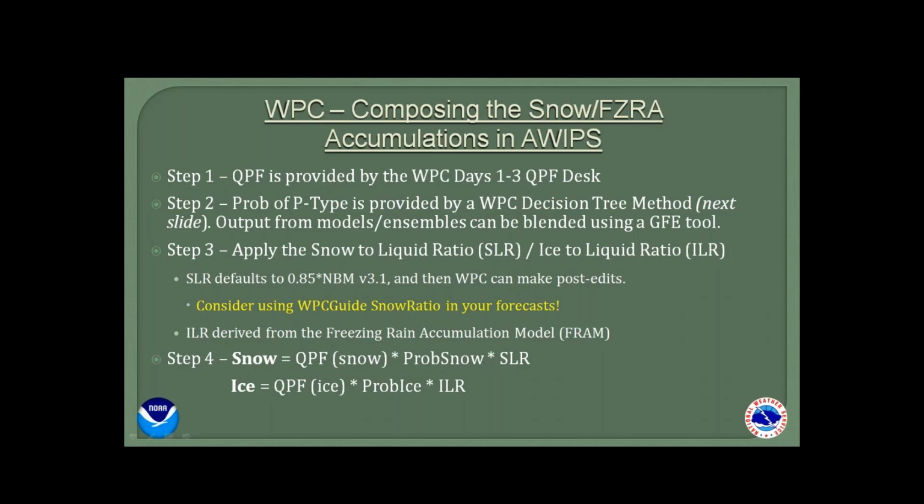And they definitely recommend us using their snow ratio in our forecast for consistency and things like that. But we're not tied to it. It's just recommended. So we do have that available in our winter weather element group. And then the ice liquid ratio comes from the FRAM. And then, of course, step 4 is just multiplying the QPF times the prob snow or ice times the ratio.